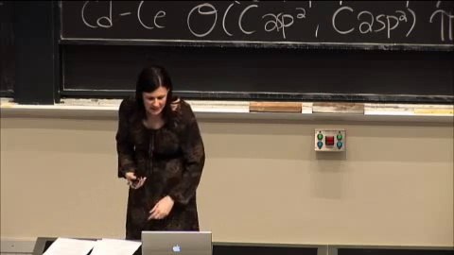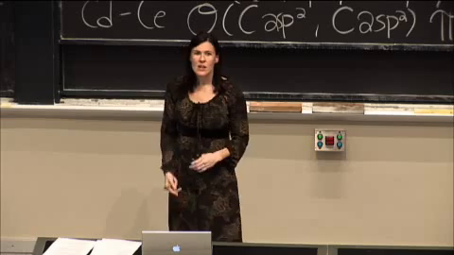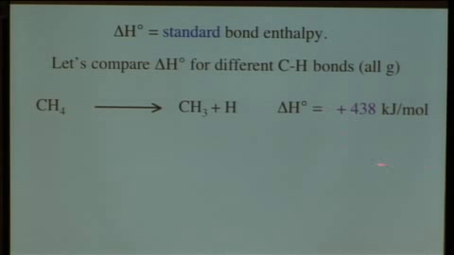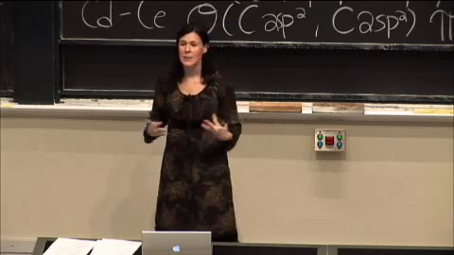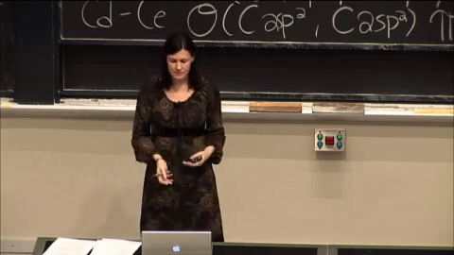So if we talk about standard bond enthalpy, let's talk about what this is for these CH bonds, which we just saw in methane. So if we're going from CH4 to breaking one of these CH bonds, what we see is that the bond enthalpy is 438 kilojoules per mole. The fact that it's positive tells us that we need to put in that much heat into the system in order to break that bond.